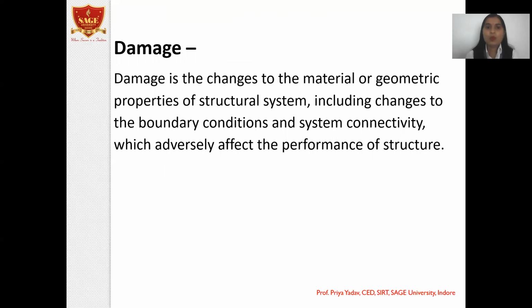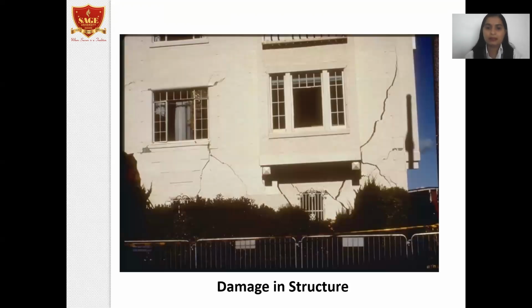Damage. Before knowing structural health monitoring, we have to know what damage is. Damage is the changes to the material or geometrical properties of a structural system, including changes to the boundary conditions and system connectivity, which adversely affect the performance of the structures. This is the image of a structure in which damage occurs.